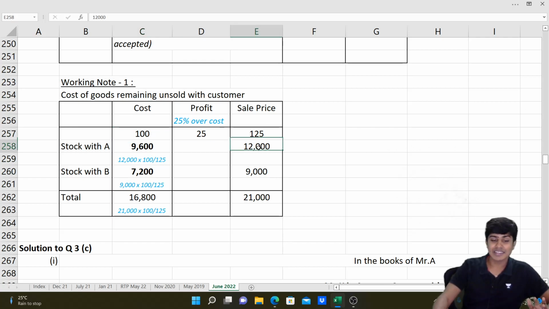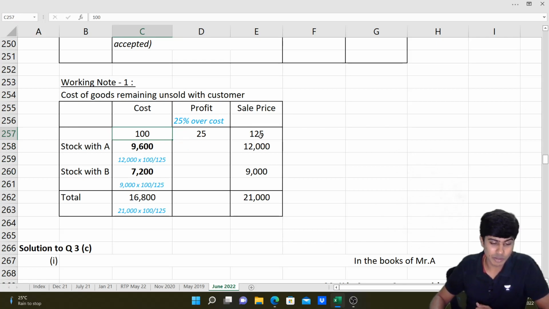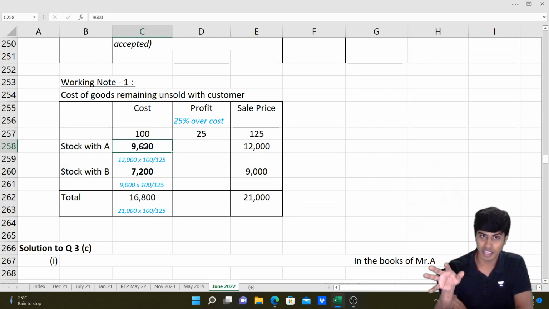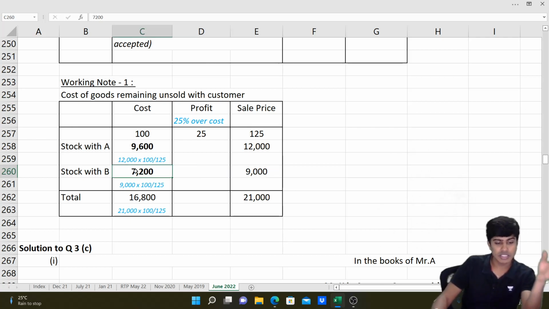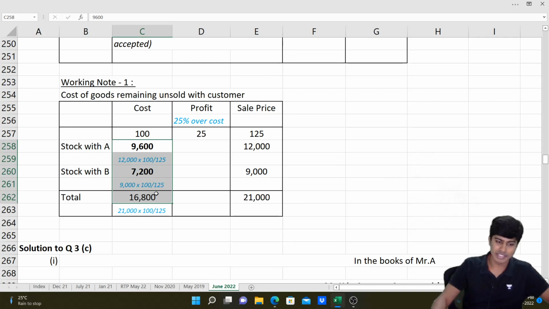See, so we do 12,000 into 100 divided by 125, get 9,600. So the stock that's lying with Mr. A, the cost of it is 9,600, and the stock that's lying with Mr. B is 9,000. For that, the cost is 7,200. Got that? So if you want, you can take the total 16,800 or individually 9,600 and 7,200.